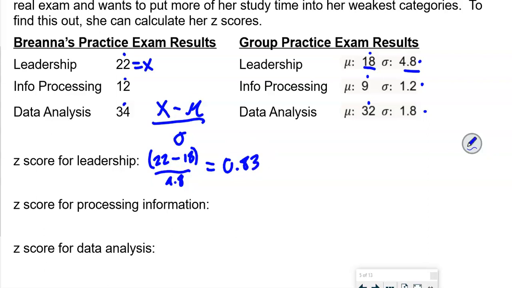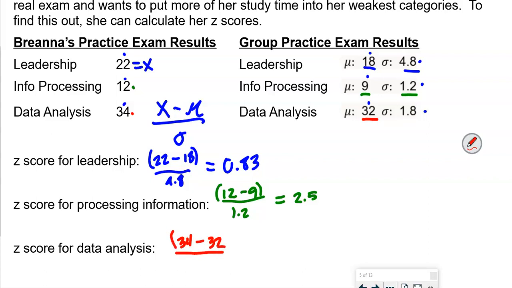All right, so our next one, same thing for z-score for processing information. Once again, we're going to take our x right there. We're going to do 12 minus the mean, and then we're going to divide that by our standard deviation. Recalling again that if you're going to put it in the calculator, you've got to put it in like this, okay? So we did this one, it was 2.5. Our last one is our 34. So we're doing 34 again, minus our 32. And then we're going to divide that by our standard deviation. That's our 1.8, okay? So that's going to give us 1.11.